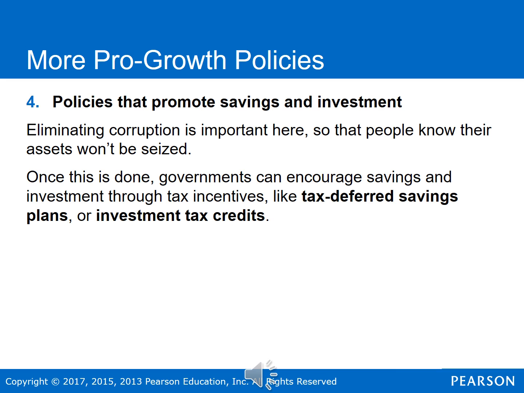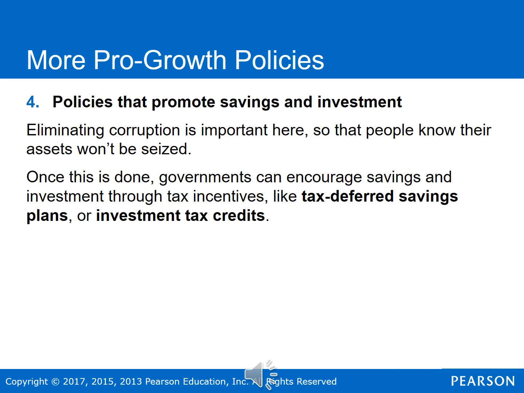Next is policies that promote saving and investment. One important thing is eliminating corruption so that people know their assets won't be seized. They can trust the assets of the company won't be seized, so the investment in the company is secure, and that their gains won't be seized or suddenly taxed. So again, they know that their investment itself, the money they make off that investment, is going to be secure.